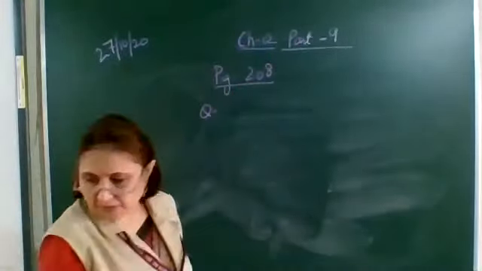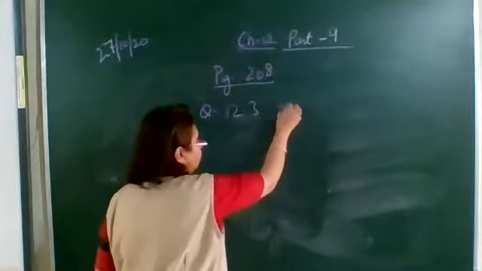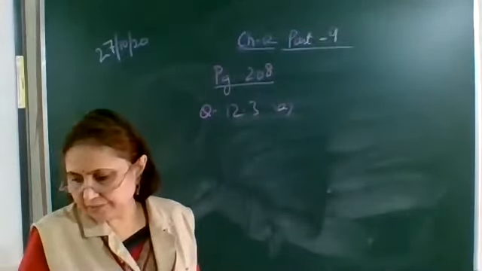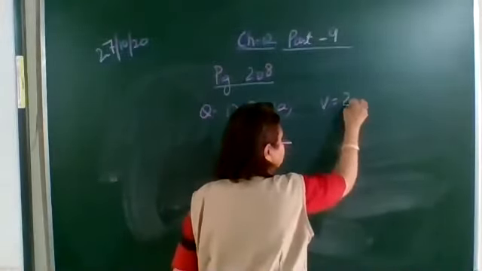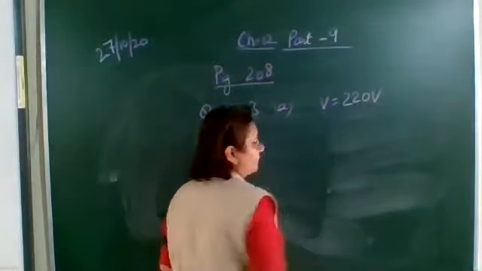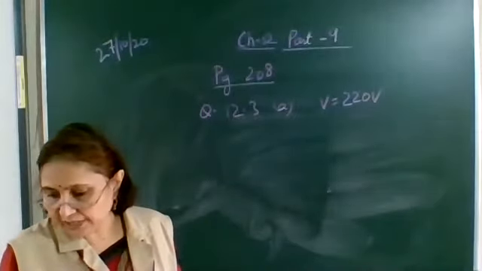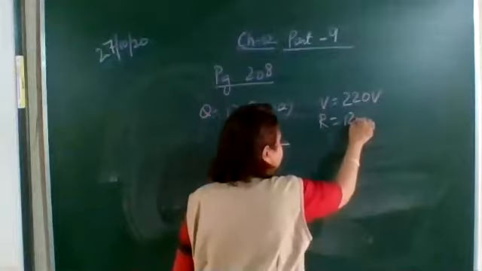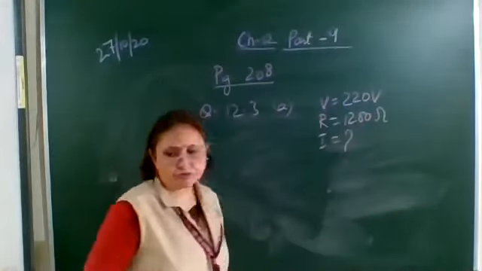Question 12.3. It's a solved question, A part. How much current will an electric bulb draw from a 220 volt source? The potential difference across the terminals of the battery is given as 220 volts, so V is equal to 220 volt. The resistance is given as 1200 ohms, and we have to find out how much current it will draw.